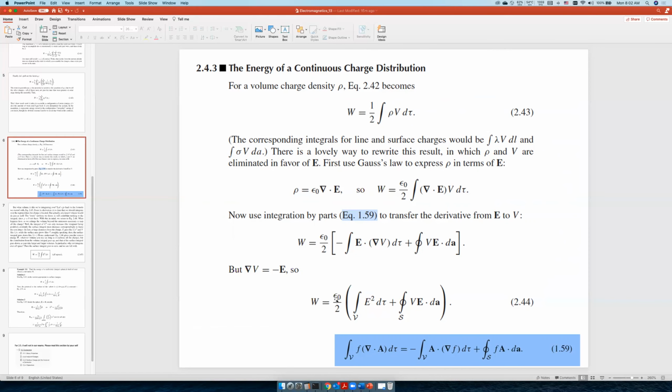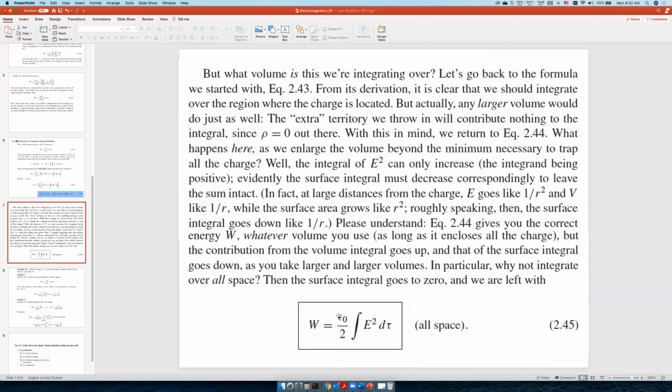And then you get only the left term, which is work equals epsilon over 2 times the volume integral of E squared dτ for all space. Okay, so this is the equation for a continuous charge distribution: when you assemble this continuous charge distribution, how much work you need to do.